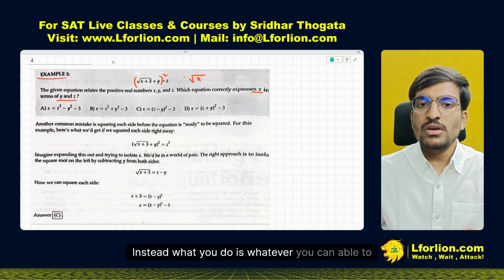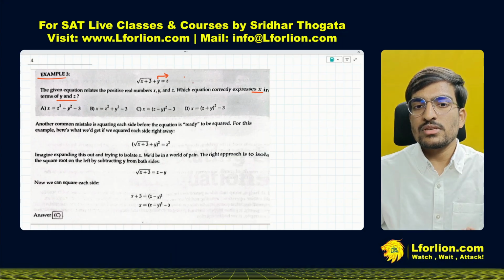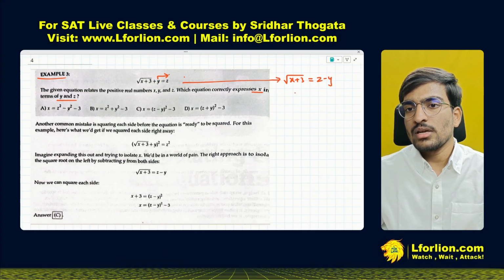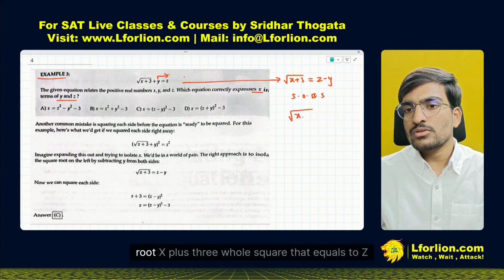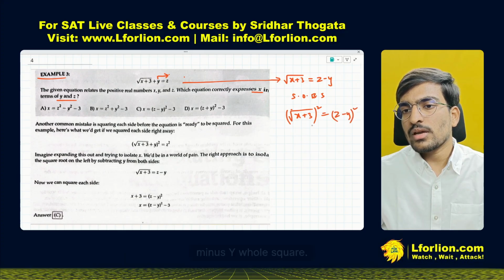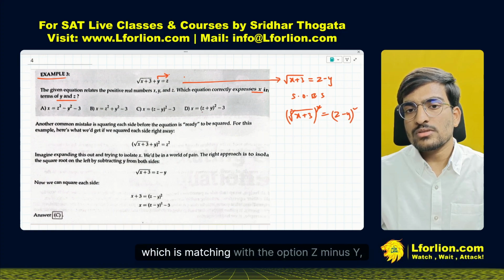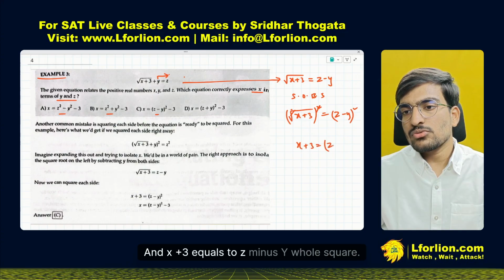Instead, whatever is not connected with the root, transpose that first. When you transpose y, it becomes negative y, so you end up with root x plus 3 equals z minus y. Now you square on both sides. Root x plus 3 whole square equals z minus y whole square, so x plus 3 equals z minus y whole square, which is matching with the options.